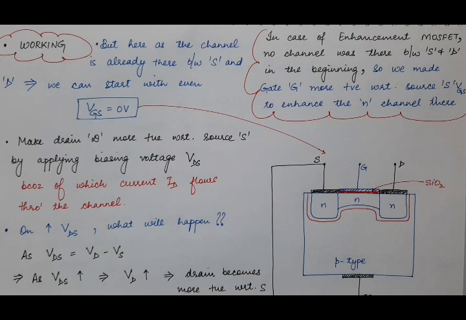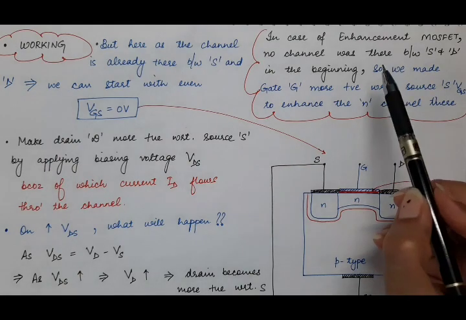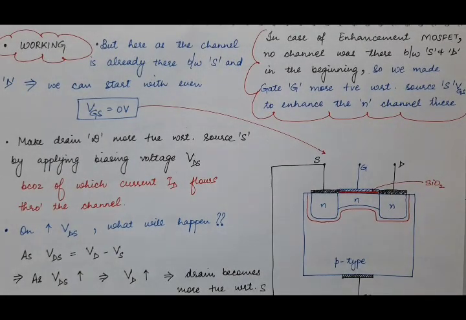So now we'll discuss working of N-channel depletion type MOSFET. In case of enhancement type MOSFET, as there was no channel between the source and the drain in the beginning, to develop the channel, what we had to do there? We had to make gate terminal more positive with respect to source. So by making the gate terminal more positive with respect to the source, by applying VGS biasing voltage, we have built up N-type channel there.